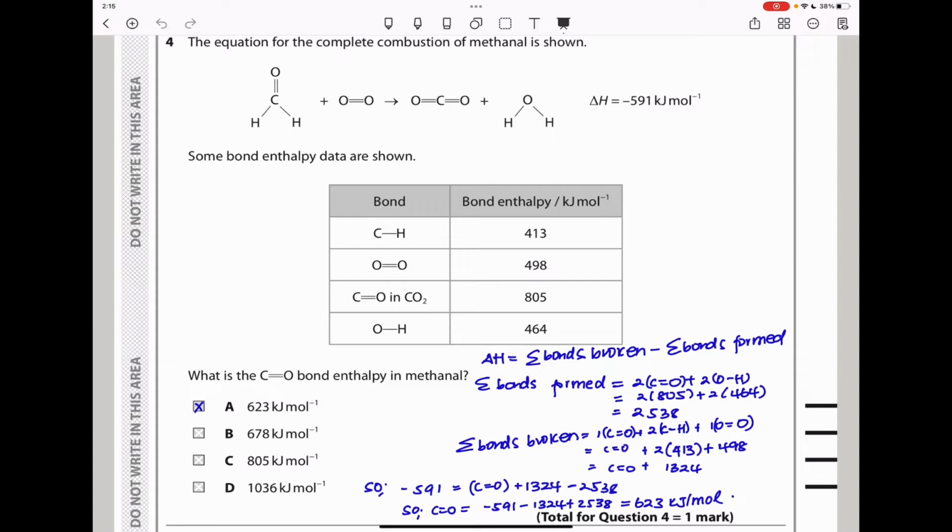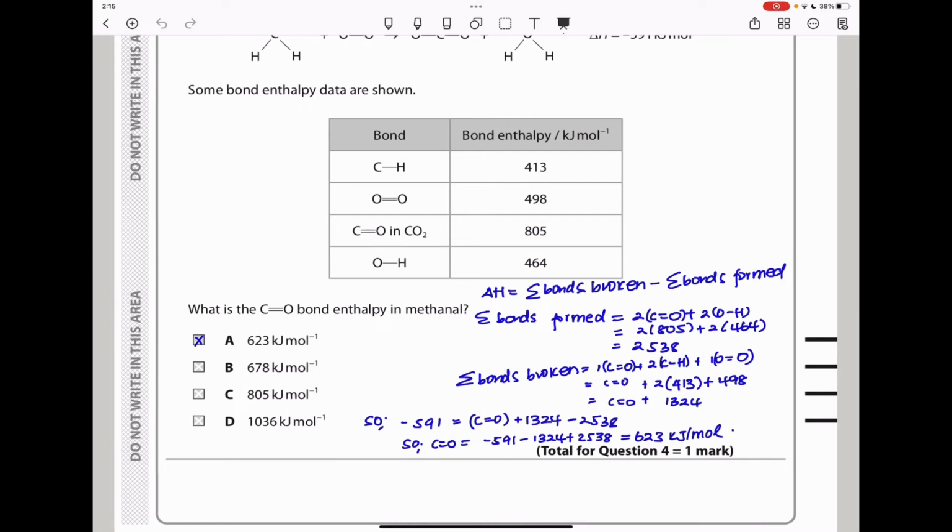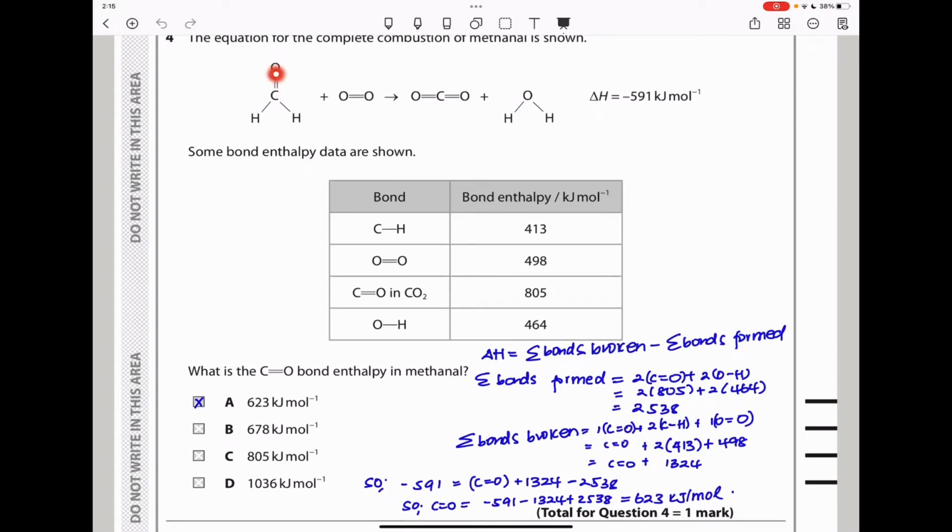So they say some bond enthalpy data are shown below. Here they're showing us all the bond enthalpies, keeping in mind that this is a carbon-oxygen double bond only in carbon dioxide, not in methanol. This is for that, not that. So they ask, what is the carbon-oxygen double bond enthalpy of methanol? So what we are trying to find is this.